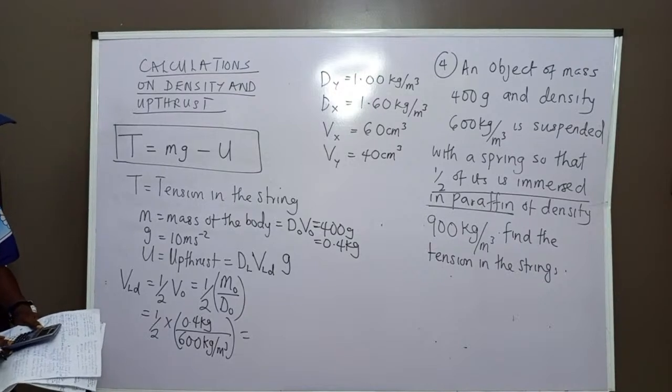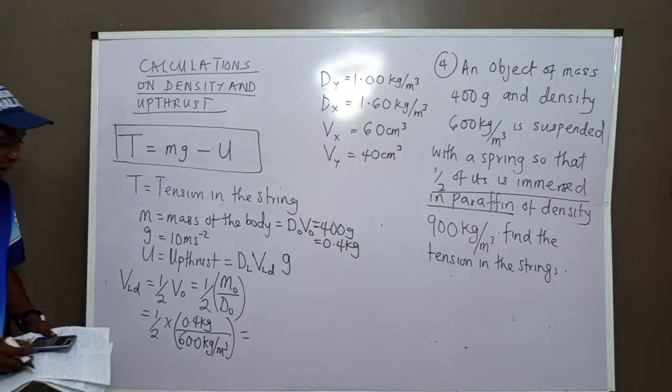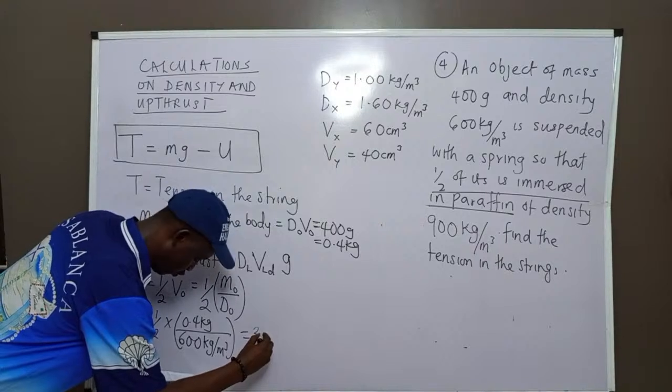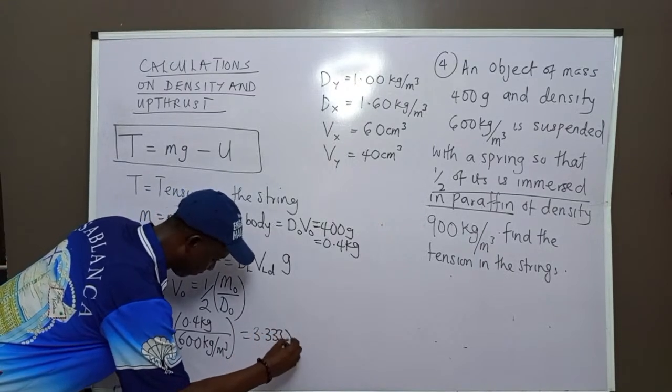Times 0.5, which is 1 over 2. So we're going to have it as 3.333 times 10 to the power.